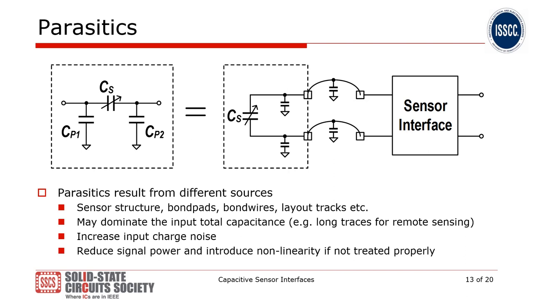Apart from the baseline capacitance, another non-ideality is that all physical capacitive sensors suffer from parasitics, which can result from either the sensor structure, the bond wires, layout tracks, etc. This can become a major challenge if the parasitic dominates over the sensing capacitance, which can reduce the input signal and increase the KTC noise, like the case for remote sensing. Due to mismatch, the parasitics can also introduce nonlinearity and should be taken care of to ensure the sensing accuracy.